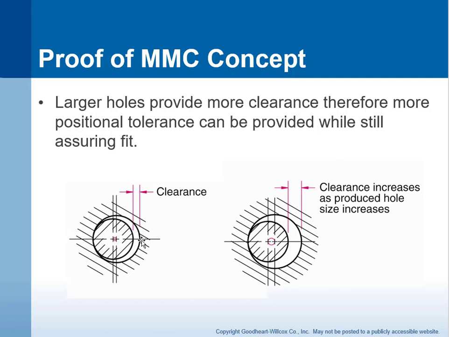Okay, so what we've done here is we've produced this hole at a bigger size here. We have more clearance. So as we have more clearance, we have more room for this pin to be off location. So that essentially proves the MMC concept. So for every thousandth you deviate from the maximum material condition when you're using the MMC modifier, you get another thousandth positional tolerance. And that is done because as the hole deviates from MMC, you pick up more clearance. You pick up more clearance, you can use that clearance for positional tolerance.